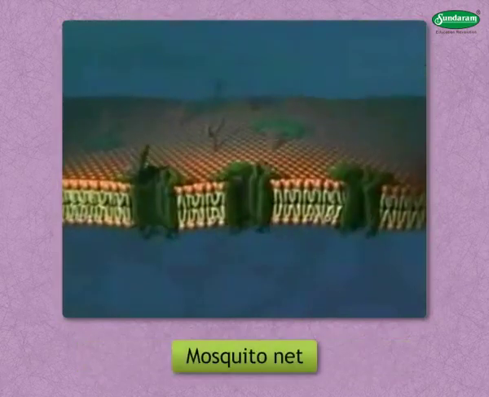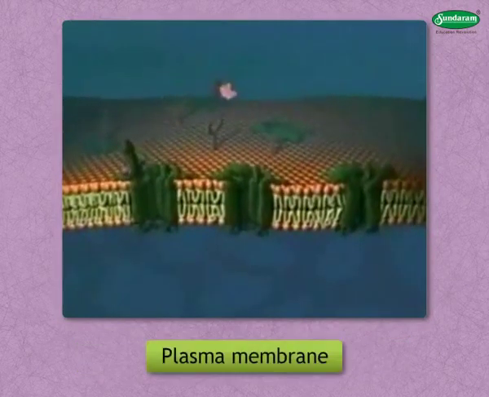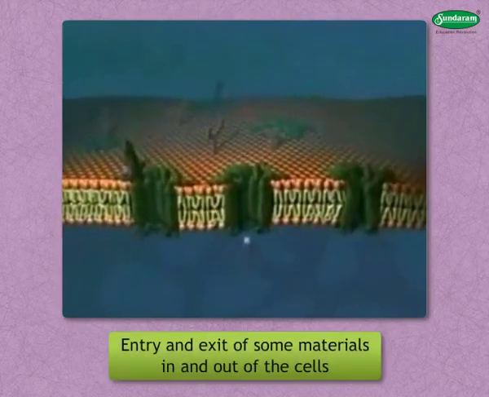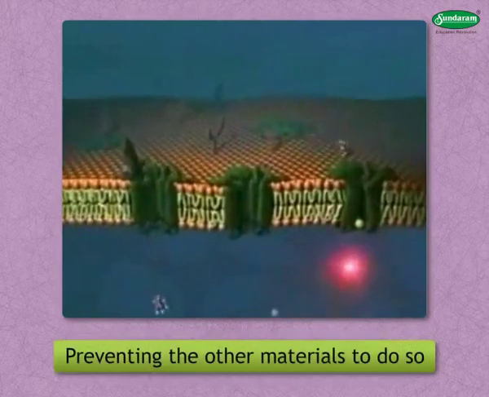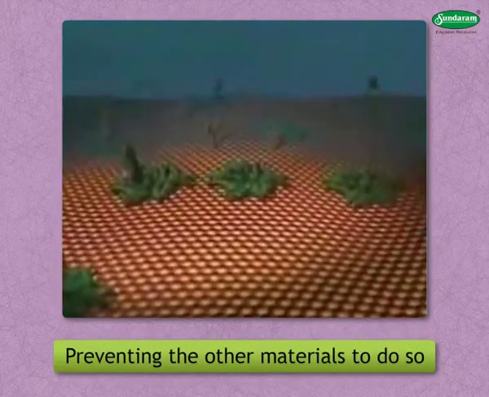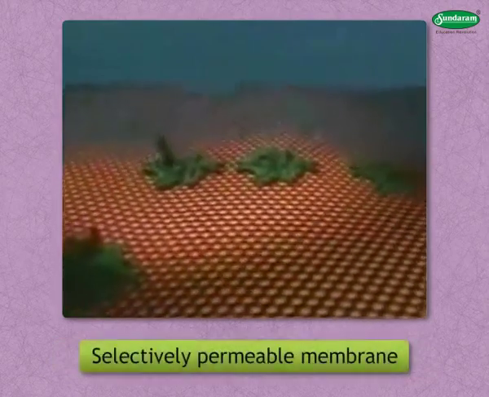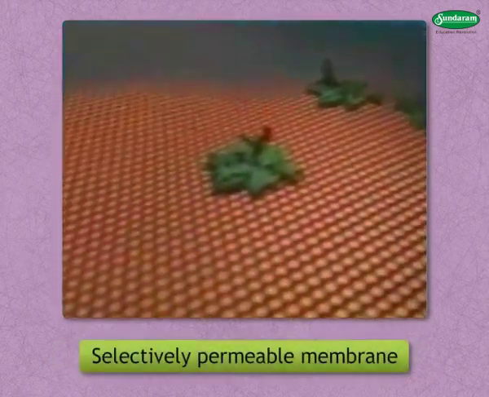Similar to the mosquito net, plasma membrane also permits the entry and exit of some materials in and out of the cells while preventing the other materials from doing so. Therefore, it is called a selectively permeable membrane.